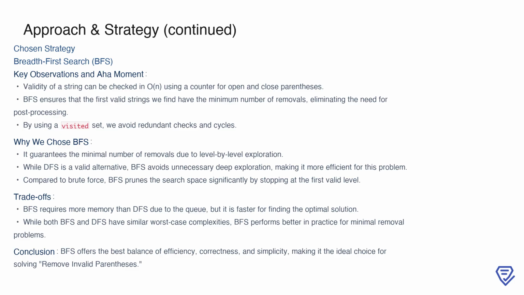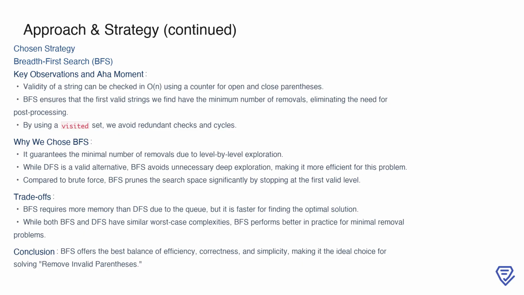After evaluating these approaches, we chose breadth-first search as our strategy. One key insight is that the validity of a string can be checked in O(n) using a counter to track open and close parentheses. BFS stands out because it systematically explores strings level by level, ensuring that the first valid strings we find require the minimum number of removals. This eliminates the need for post-processing to filter out non-optimal solutions.